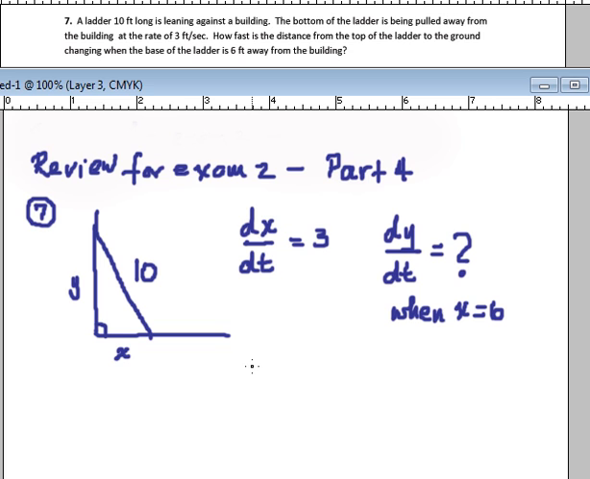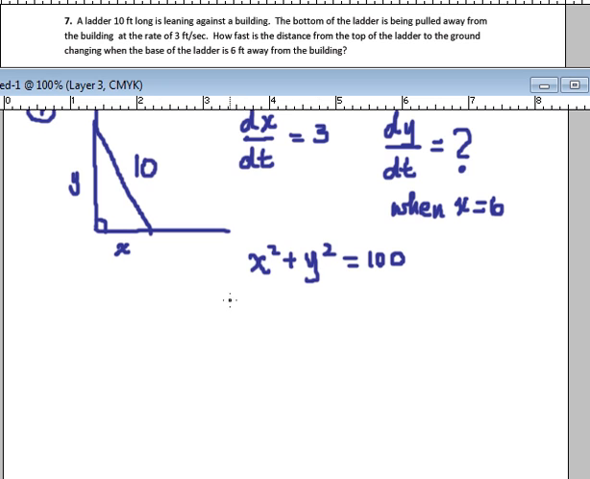Alright, so we're going to have an equation that relates x and y, and that's the Pythagorean theorem, x squared plus y squared is equal to 10 squared, or 100. Alright, so let's write that down. And now we want an equation that relates dx/dt and dy/dt, so we'll differentiate our equation with respect to t.